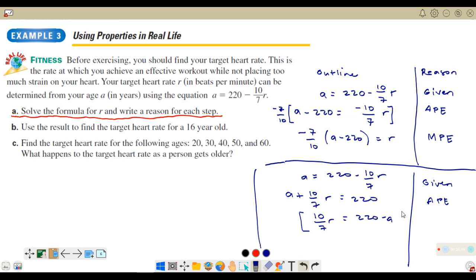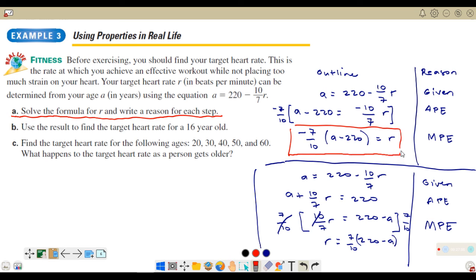Now, using multiplication property of equality, tanggalin natin si 10 over 7 by multiplying both sides by 7 over 10. So, tanggal na siya dito. Matitira na lang ay si R. Tapos, meron tayong 220 minus A multiplied by the quantity 7 over 10. So, this is by means of MPE. Ngayon, question ulit. Ma'am, kung ito yung sagot nyo, tapos sinasabi nyong parehas lang sila, paano po natin malalaman kung talagang parehas silang dalawa?